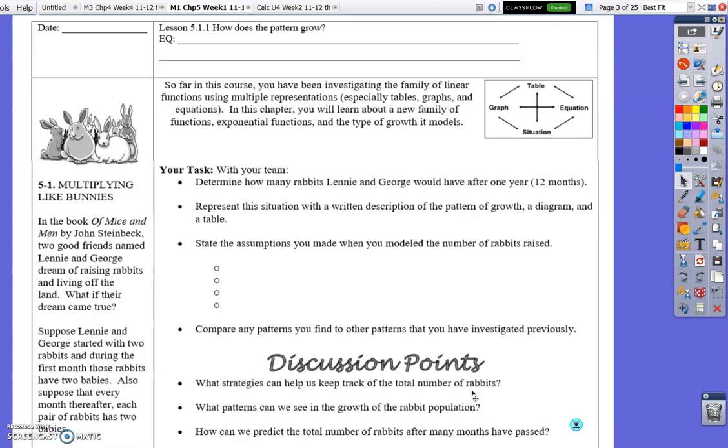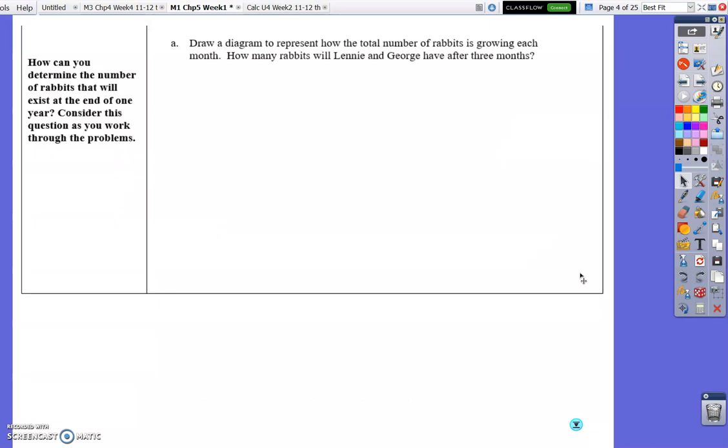We're going to start with our next one, which is to draw a diagram. And keep in mind the bolded pattern words on the side. How can we determine the number of rabbits that will exist at the end of 1 year? Because that's our goal. So can we use what we're doing to find out how many we get? So we are going to start here with this. And so we know they started with 2 rabbits, and then 1 month later there were 2 more for a total of 4 rabbits.